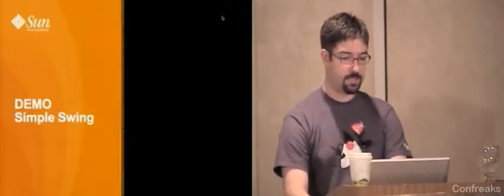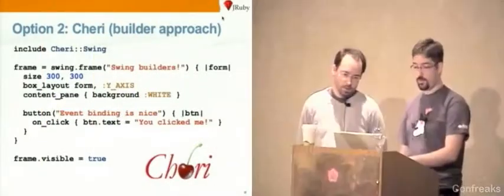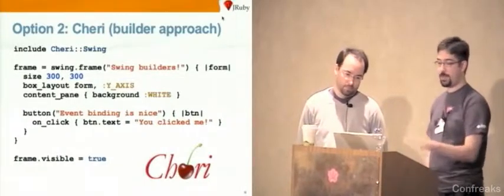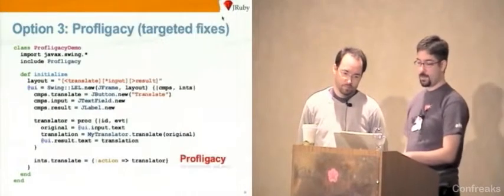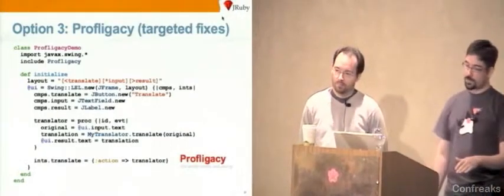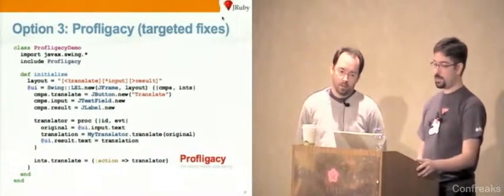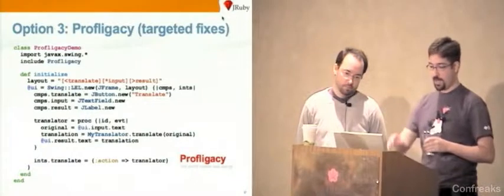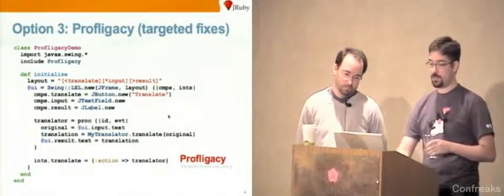Okay, so back to this. Now there's a couple other ones that I'll just blow through here. This is more of a builder approach. It's the Cherry library, and this is a nice DSL-based Swing library. Profligacy, which is Zed Shaw's project for doing Swing development, takes a little bit less of a builder approach. You really still have all the same components here. You have your JButton, text field, label, etc.